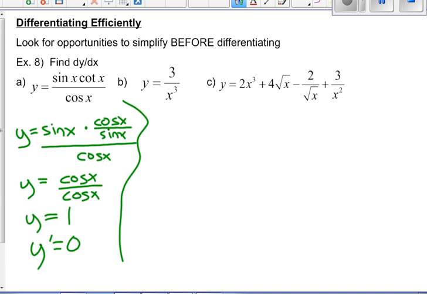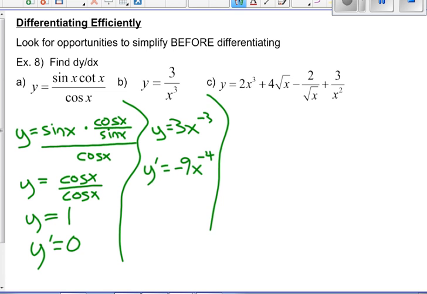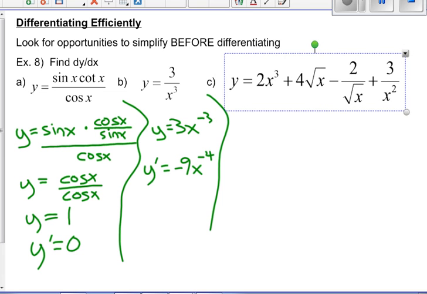Similarly, over here, if you did this with quotient rule, which you don't need to because there aren't two x's, then it's going to take a little while. But if instead we think of this as y equals 3 x to the negative 3, then we know right away y prime is going to be negative 9 x to the minus 4. And when you have just one term like that, it doesn't save you that much time. But if you have a lot of terms, like in this one, well then we're probably going to want to find some efficient way to deal with this.